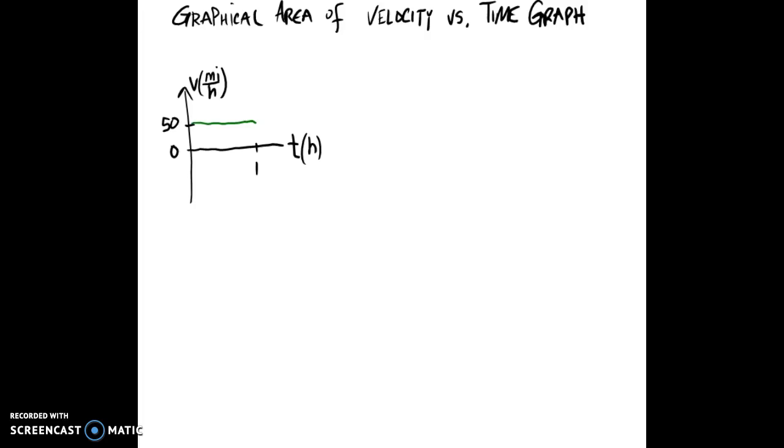Graphs tell us things. The slope of a position-time graph tells us velocity. The y-intercept of a position-time graph tells us starting position. The area of a velocity versus time graph can tell us something too, and I mean the graphical area.